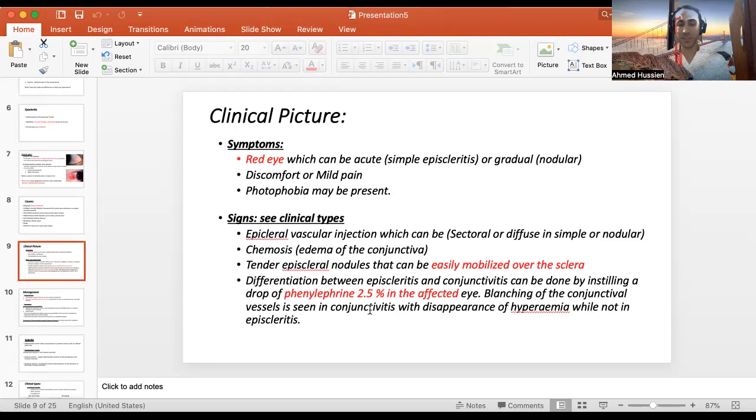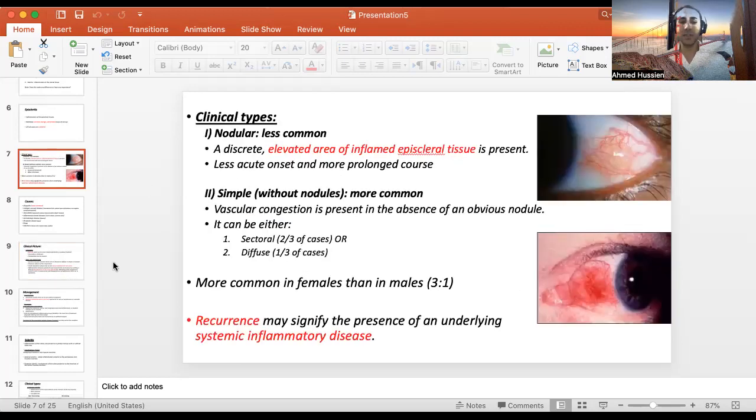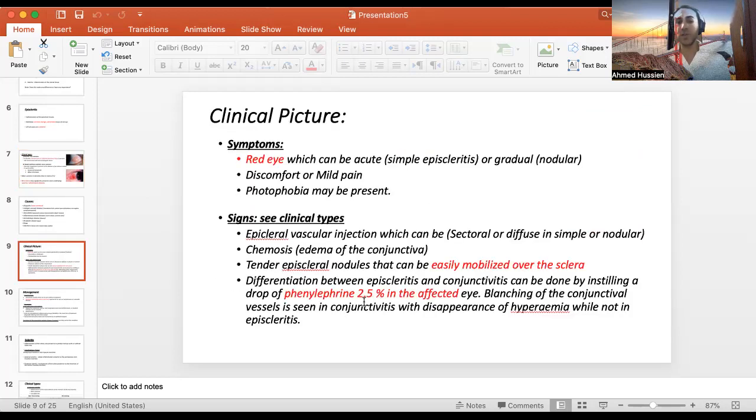Is there any pharmacologic test to differentiate between episcleritis and conjunctivitis? Because both conditions can cause red eye. So there is a pharmacologic test using phenylephrine 2.5% in the affected eye. If there is blanching of the affected vessel, so it's conjunctivitis. But if the hyperemia persists, so it's episcleritis. So phenylephrine 2.5% is able to constrict the conjunctival blood vessels, but not the episcleral blood vessels. So this is a simple pharmacologic test to differentiate between both of them.